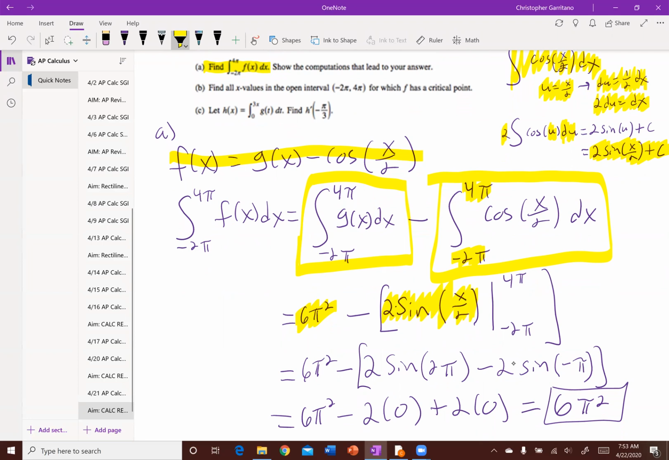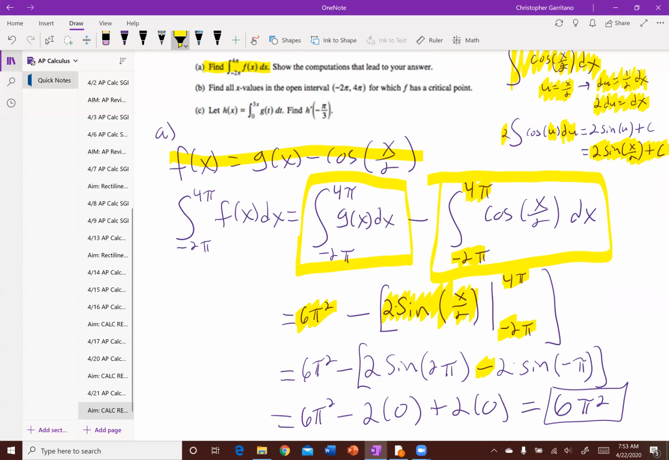And this is the notation. So you say, I'm going to take this expression and evaluate it at 4 pi and negative 2 pi. Notice I omitted the plus c, but that's just because that constant would cancel because we're going to be subtracting these two terms. So I just ignored the constant.